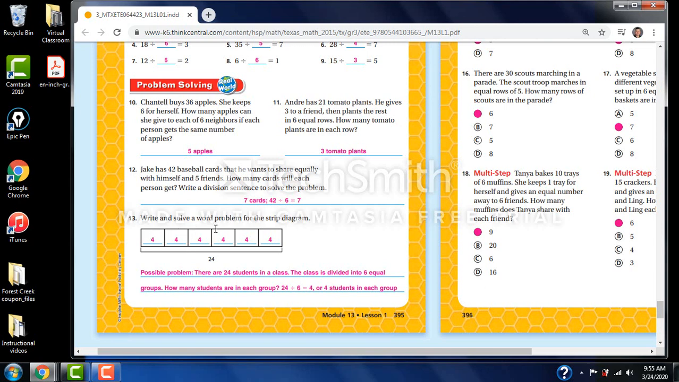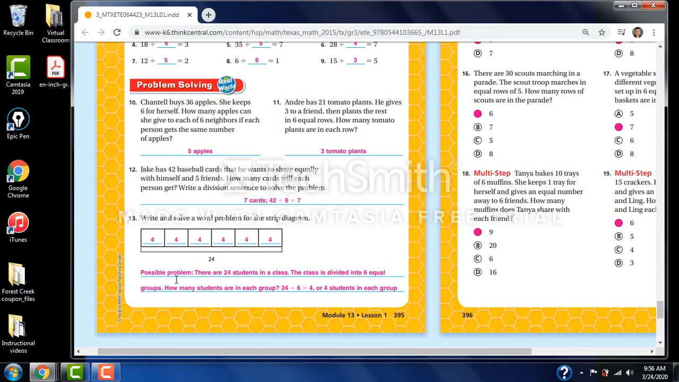Write and solve a word problem for the strip. So the key is seeing this number first. You got a total of 24, and then just count your blocks. You have 1, 2, 3, 4, 5, 6, and they're all equal. So you divide 24 by 6 equals 4, and each block should have 4 in each one.